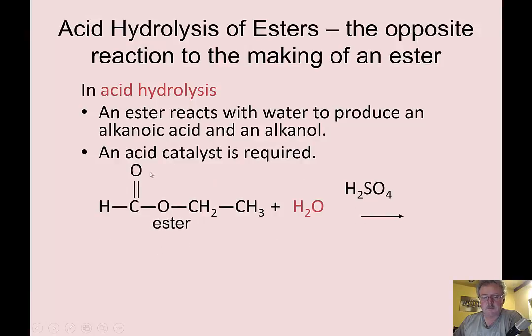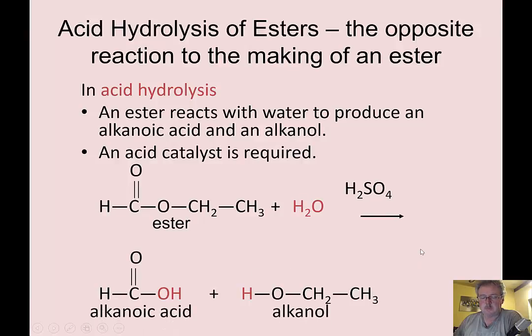So here we have our ester plus water plus our catalyst, and we get our original alkanoic acid, which in this case is methanoic acid, and our alcohol, in this case it's ethanol. So instead of going this way, back to form an ester, we're doing the reverse, and that's called acid hydrolysis, because we're using an acid to add water, hydrolyze the ester. And our products are alkanoic acid and alkanol.